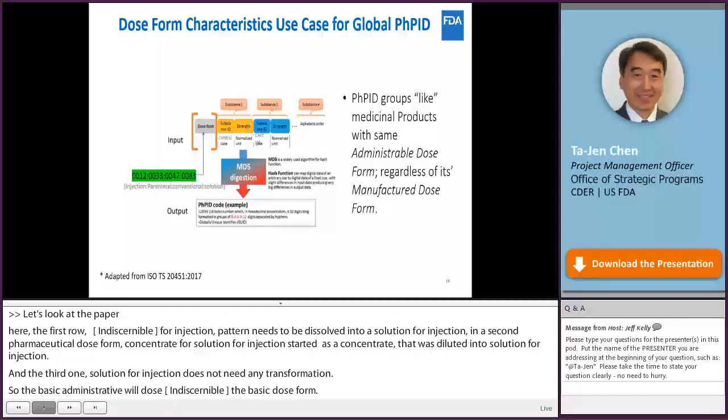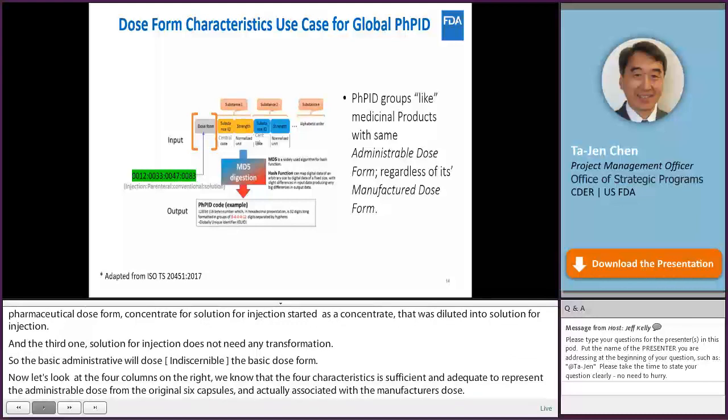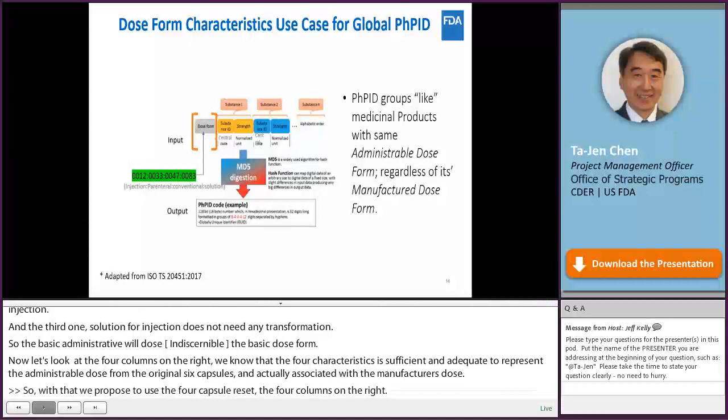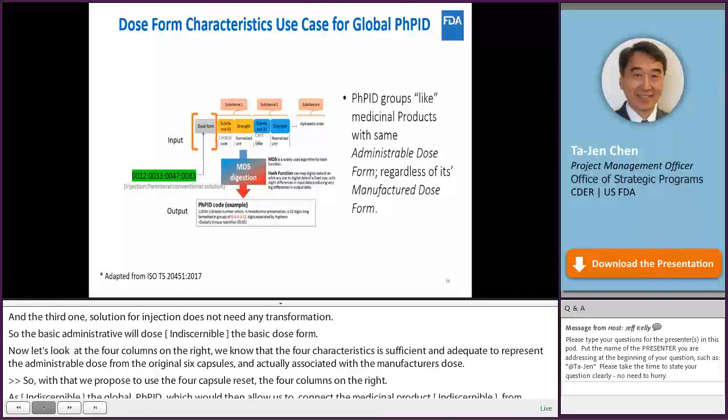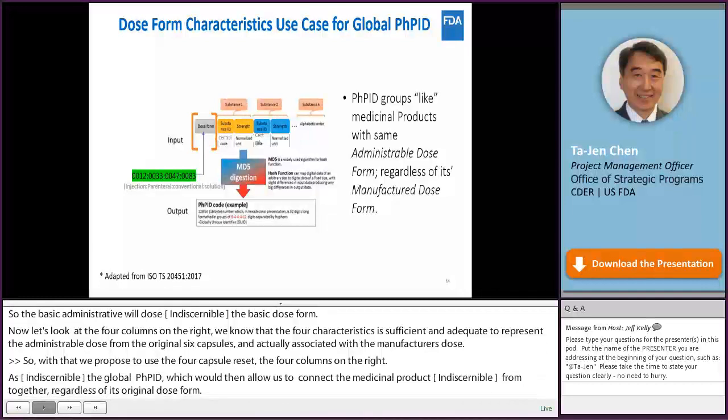So with that, we propose to use the 4 characteristics, the 4 columns on the right, as input to generate global PhPID, which would then allow us to connect medicinal products with the same administrable dose form together, regardless of their original manufactured dose form. This approach was presented during the February 2021 ISO meeting.